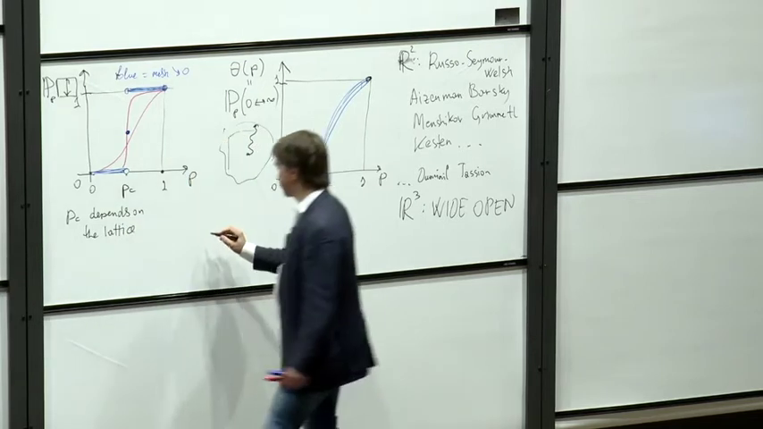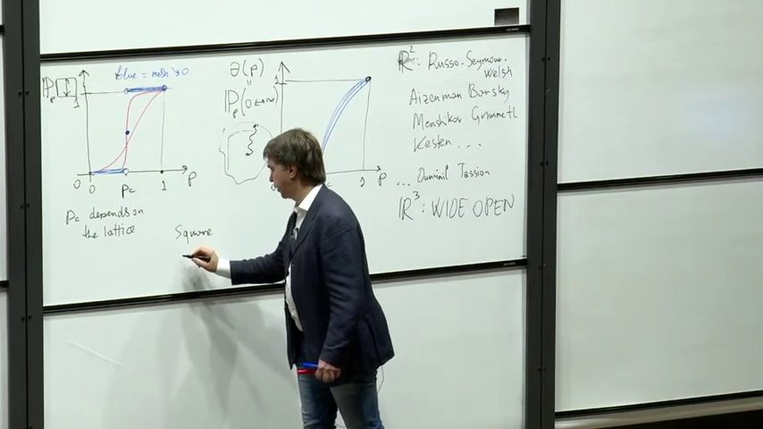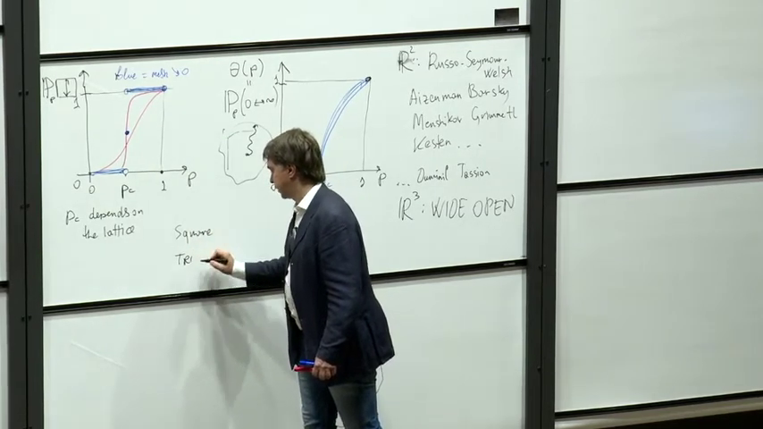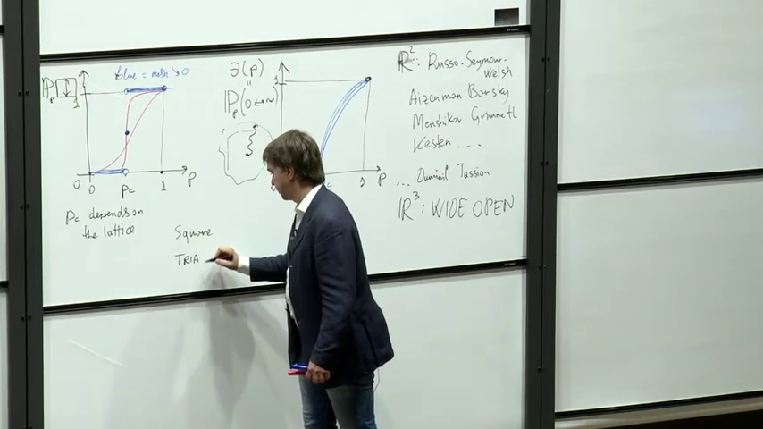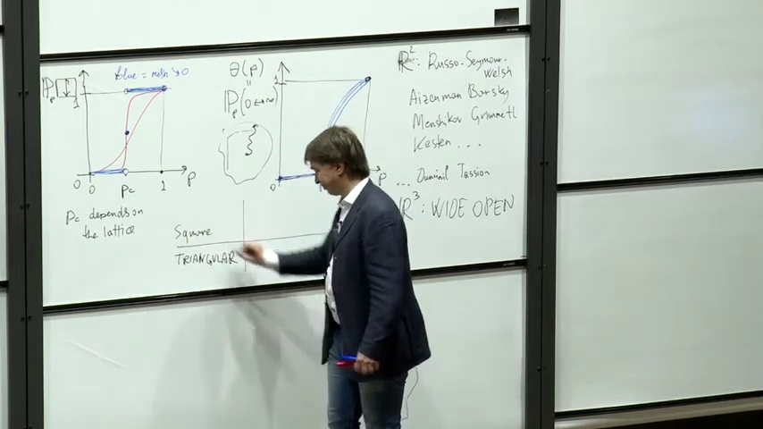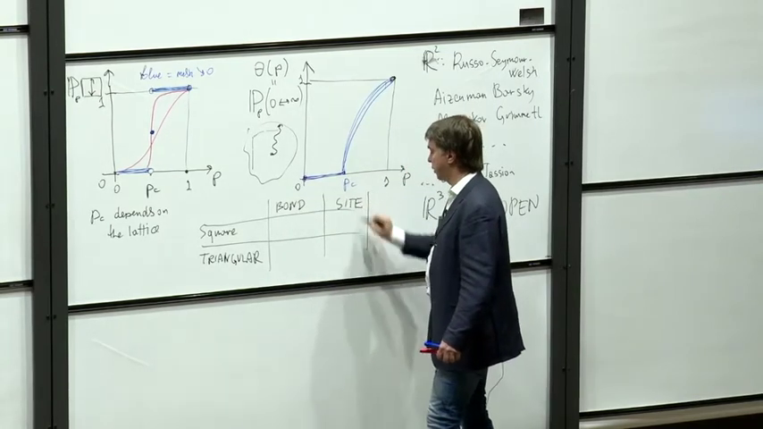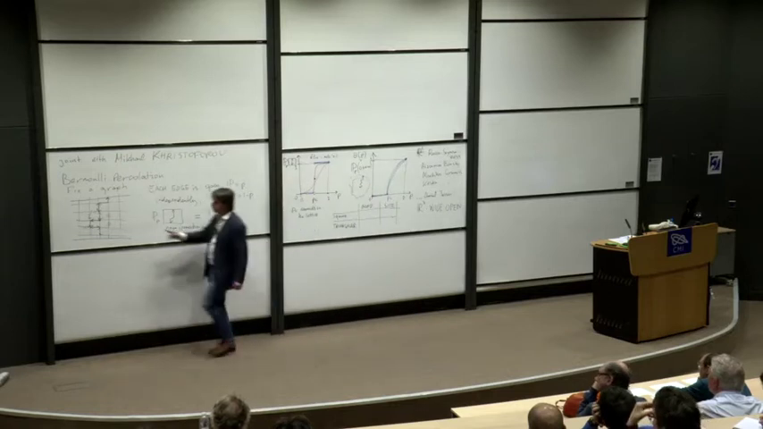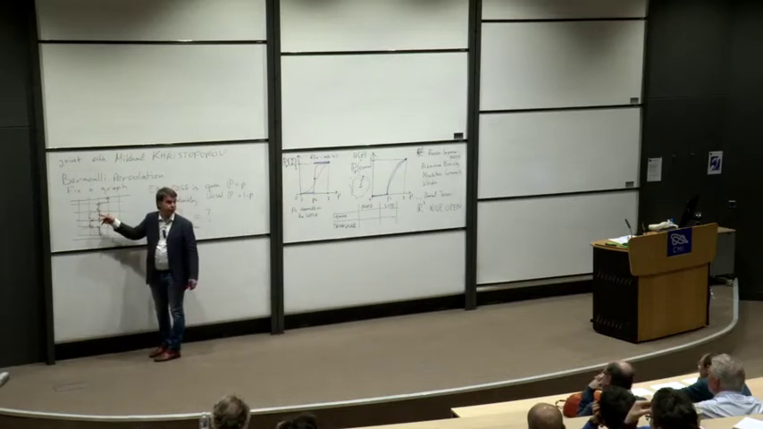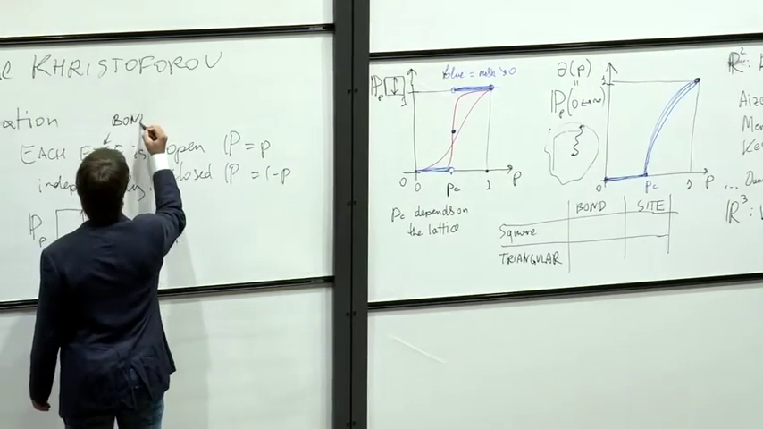And a few examples. If you take a square lattice and you take, let's say, a triangular lattice, and then you can do percolation of edges. This is usually called bond percolation. But you can also do site percolation, when you declare open or closed not the streets, but rather the intersections. So it's a slightly different model. Bond stands for edge, but there is also site percolation.